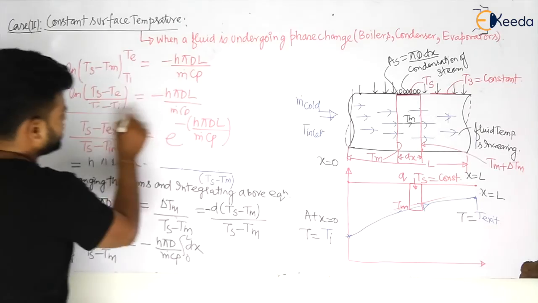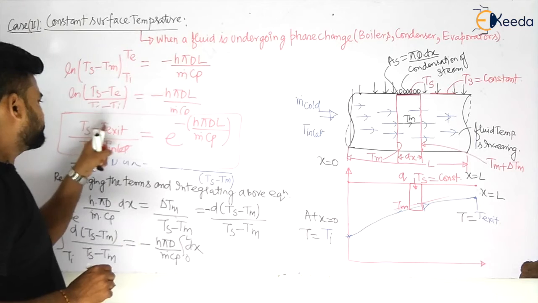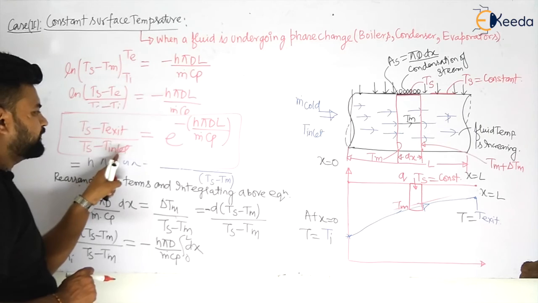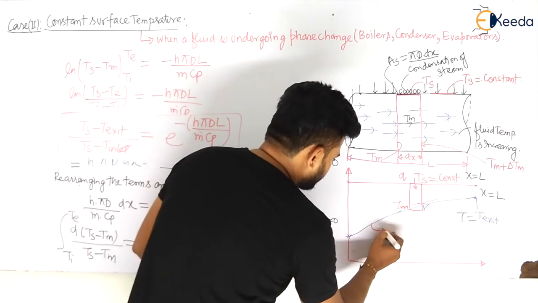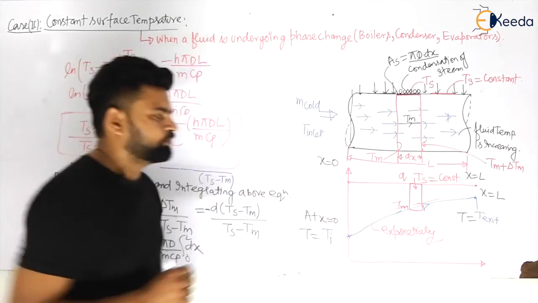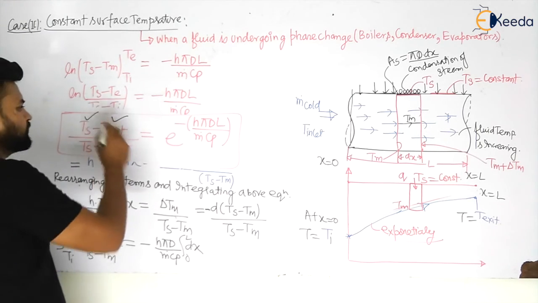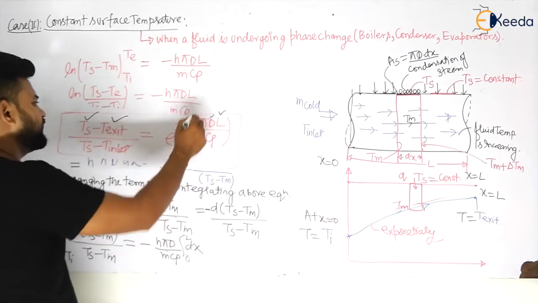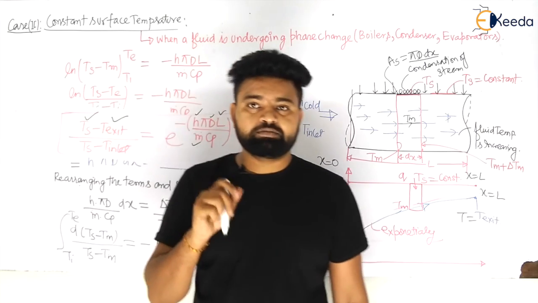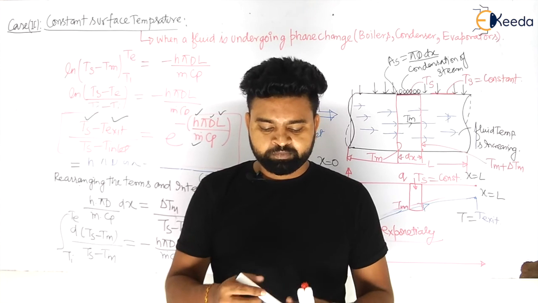So we can analyze now that the surface temperature and exit temperature are changing exponentially. Although the surface temperature is constant, the exit temperature and inlet temperature are changing exponentially, my dear students. From this equation, you can easily calculate the exit temperature, surface temperature, L, mass, h, etc. So this was for when the surface of the particular tube or pipe is constant, my dear students. So thank you so much.